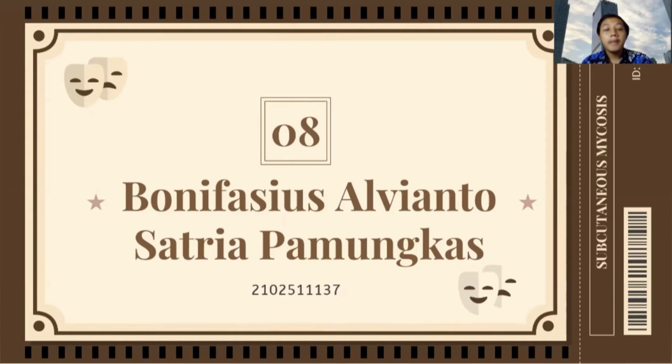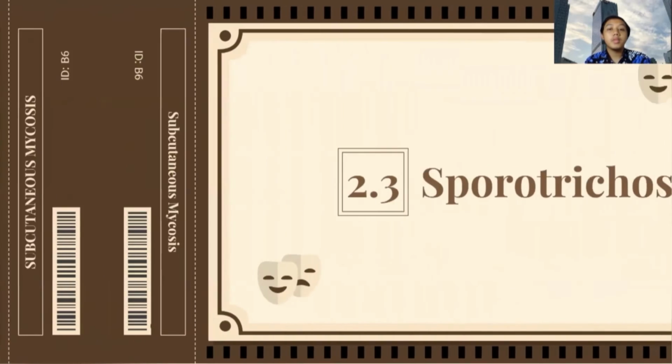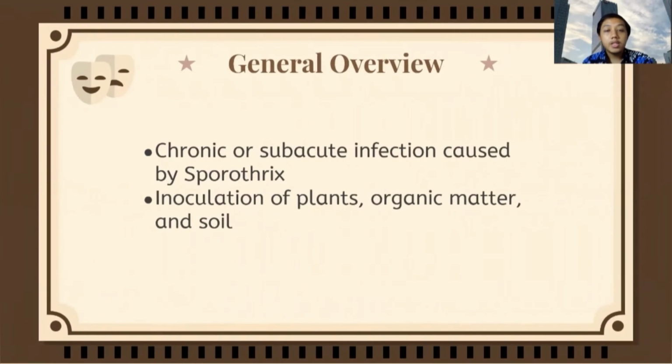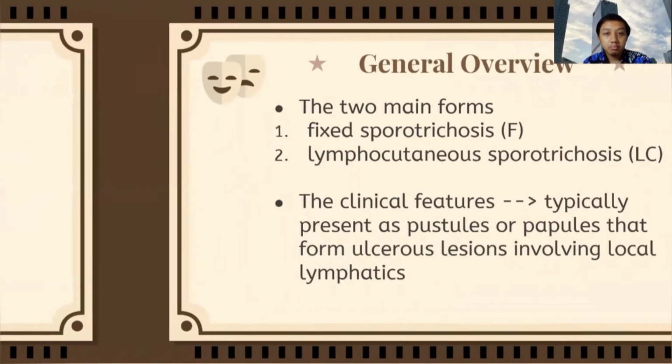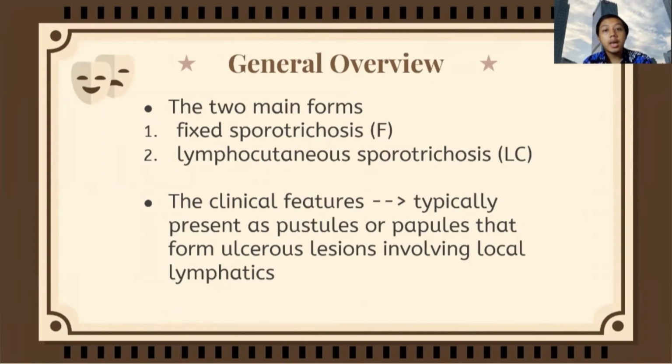And on this occasion, I want to explain about sporotrichosis. What is sporotrichosis? Sporotrichosis is a chronic or subacute infection caused by Sporothrix. This disease can be found worldwide, especially in subtropical and tropical areas. This infection may happen by inoculation of plants, organic matter, and soil. This infection can affect both humans and animals.